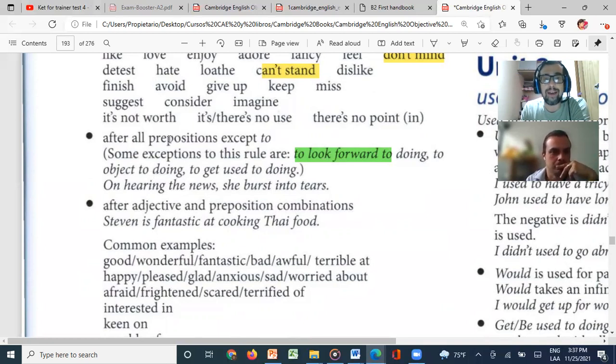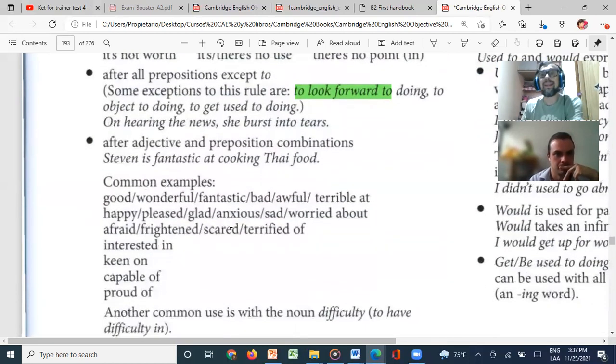And also after all prepositions, right? In a moment, we're going to see those prepositions. Then also after adjective and preposition combinations, for example, you can say, Stephen is fantastic at cooking, right? And here goes something also very important that we need to know, Fabian: what preposition to use after each adjective. And again, if we can learn this, Fabian, your English is going to be in the sky.